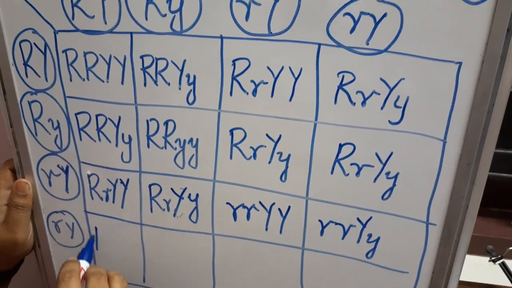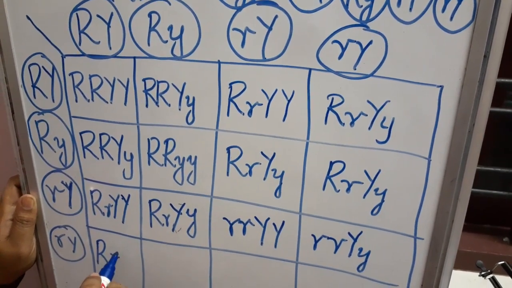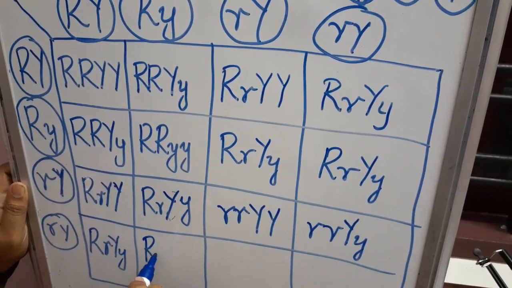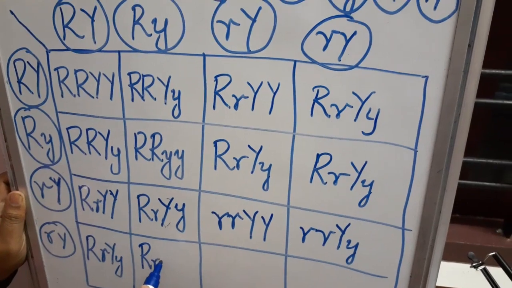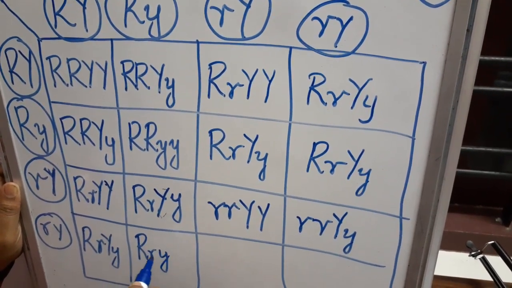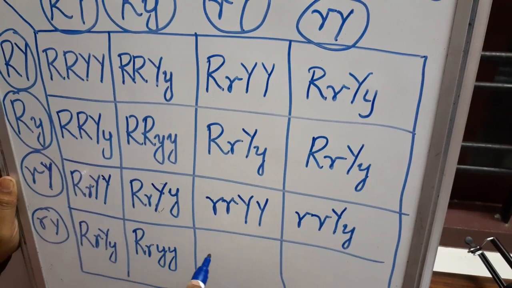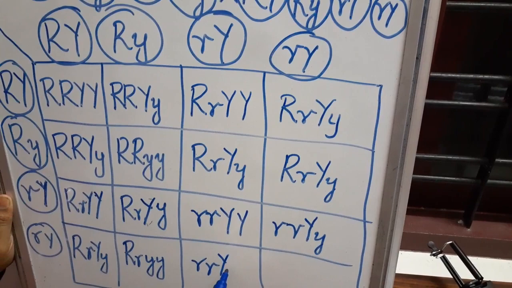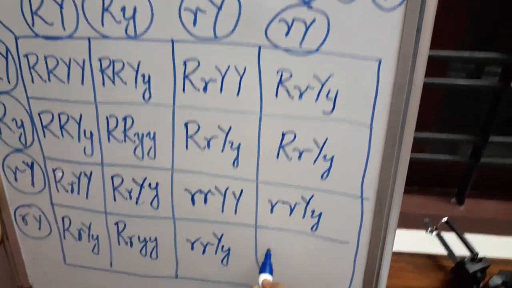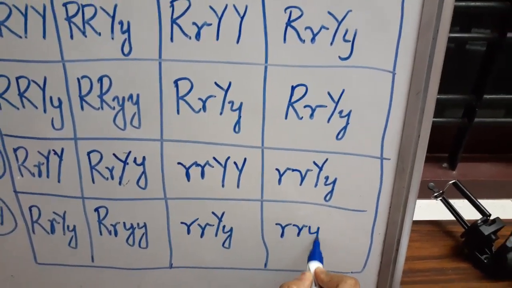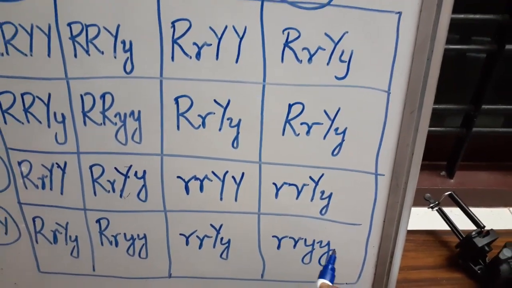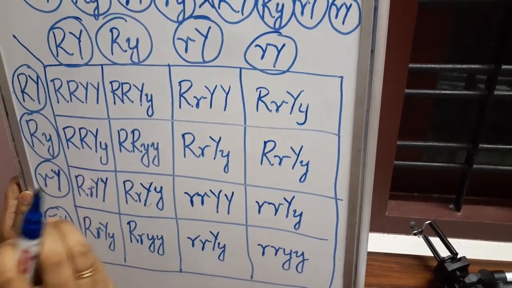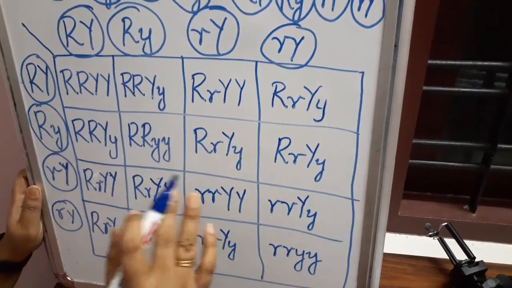Next one, capital R, capital Y, small y. Next one, capital R, small y, and small y. Okay. Next one, small r, capital Y, small y. Next one, small r, small y, small y. So like this you have to draw. You will feel it is very simple. Actually it is very simple, but you should practice how to draw.